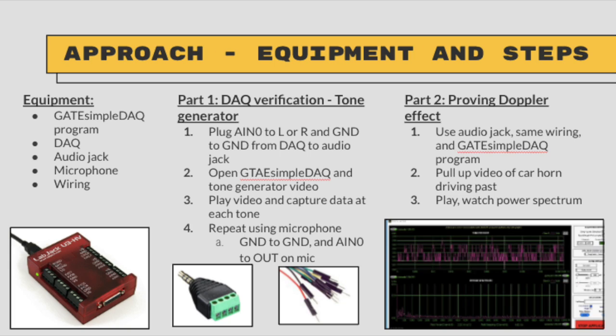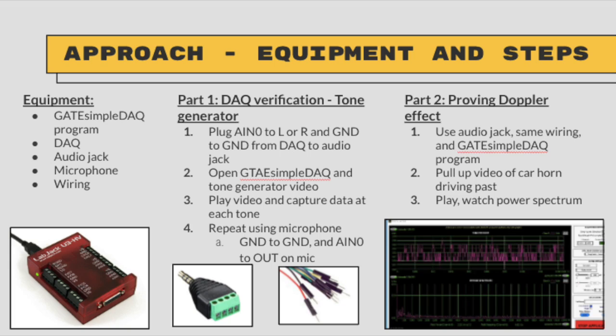I then opened up the GTAE Simple DAC program and used the tone generator to verify that correct peaks occurred in the program correlating to the tone selected. I did this for 10 tones, then switched out the audio jack for the microphone with the same wiring setup, except the AIN0 now connected to the out, and played the same 10 tones out loud.